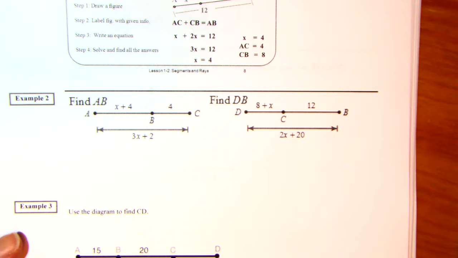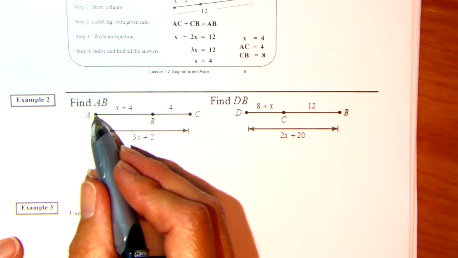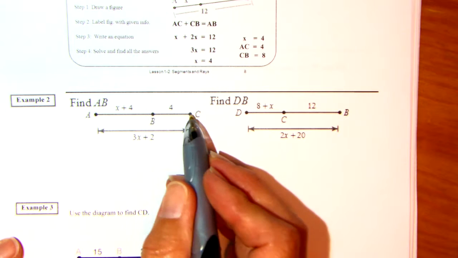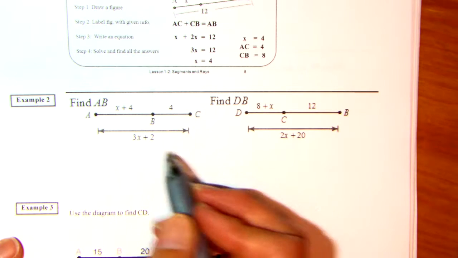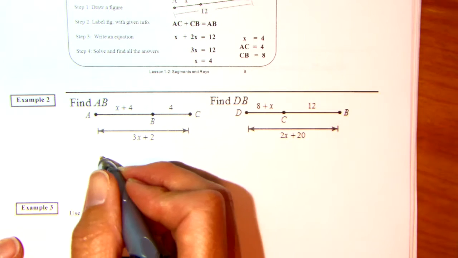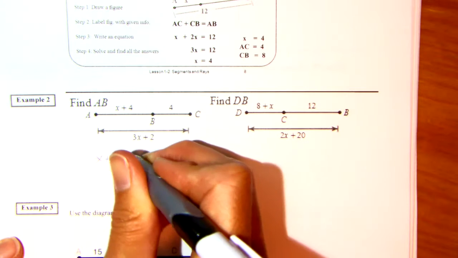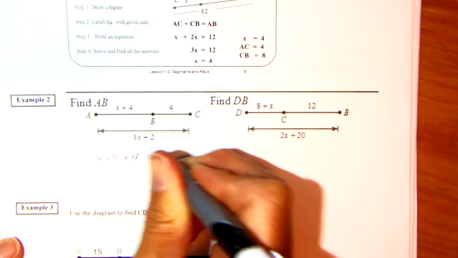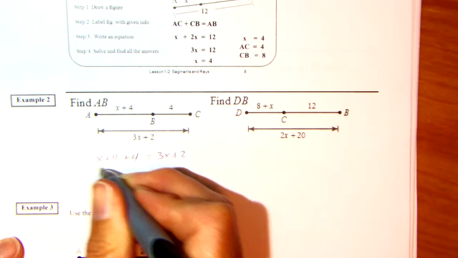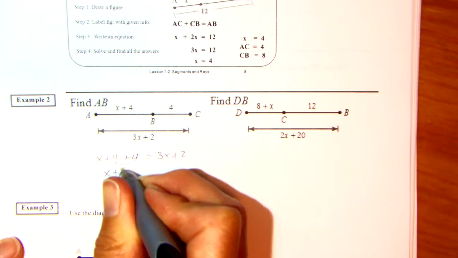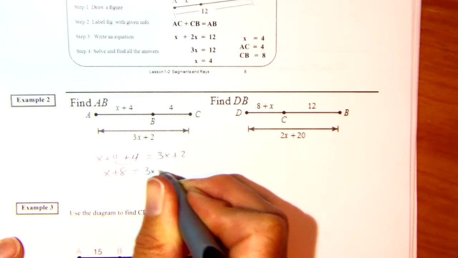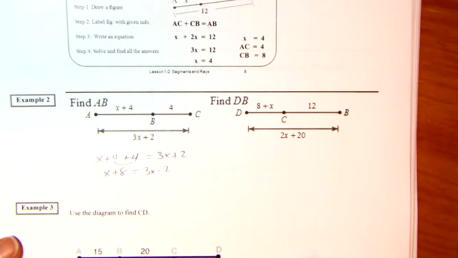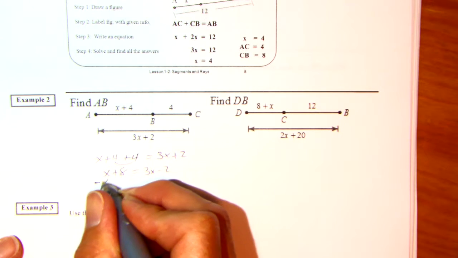So let's do an example. I am trying to rush this a little bit because the last video was 14 minutes long, so I do apologize. Find AB. AB is x plus 4, BC is 4, and the whole length is 3x plus 2. So x plus 4 plus 4 is equal to 3x plus 2. Combine like terms: x plus 8 equals 3x plus 2. I need to get x's on one side, numbers on the other, so I'm going to subtract that smaller x over.